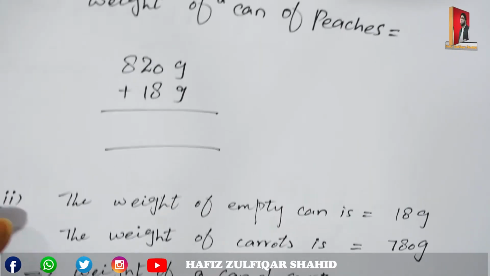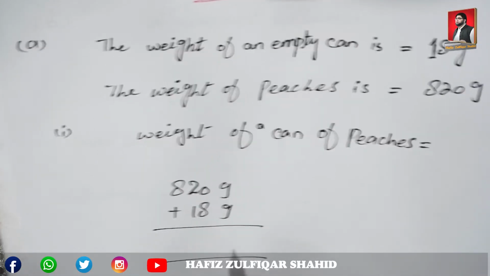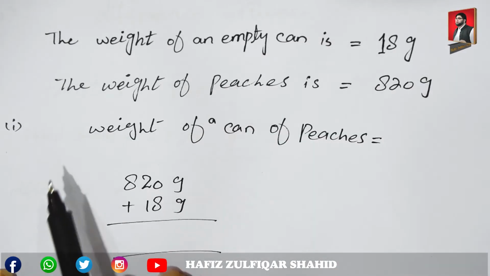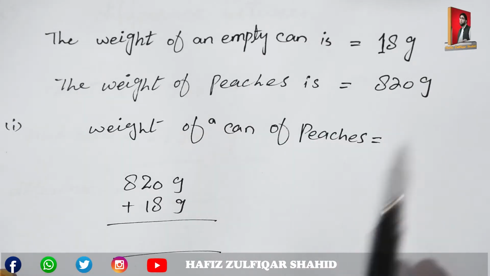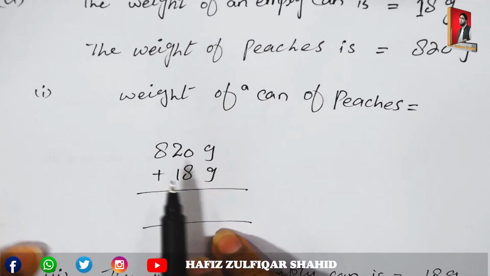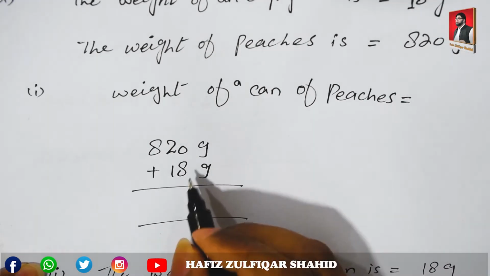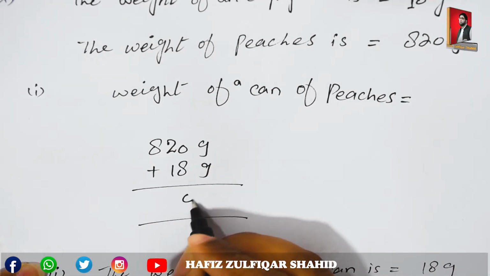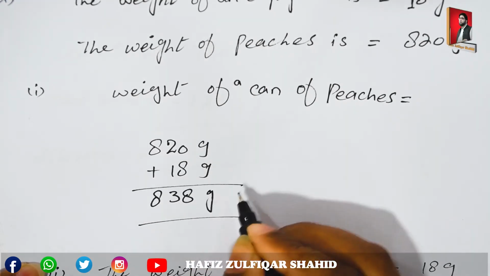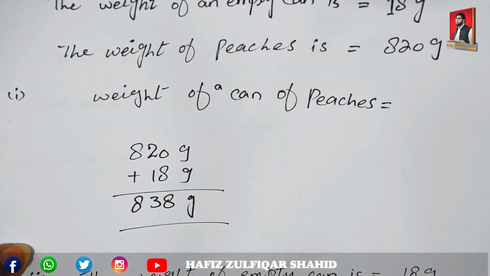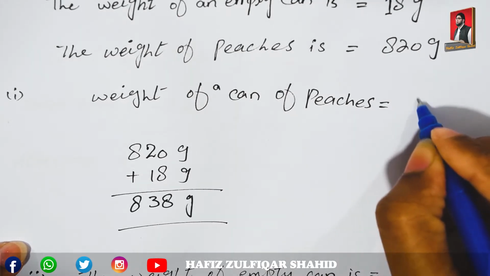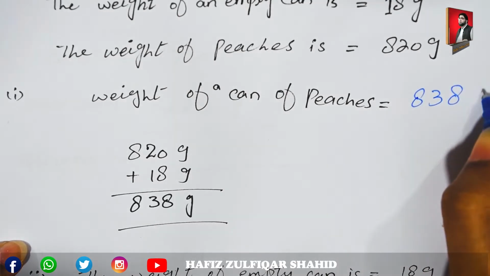Solve this exercise in your notebooks. See, we have information. The weight of an empty can is 18 gram. Weight of peaches is 820 gram. Now find out the weight of a can of peaches. Add this: 820 and 18. 8, 2 plus 1 is 3, 8. Total weight of a can with peaches is equal to 838 gram.